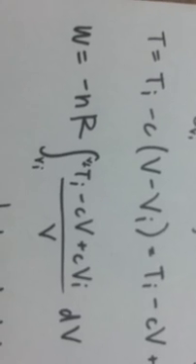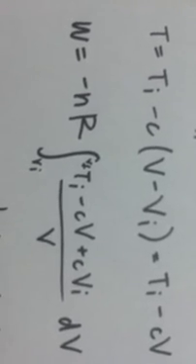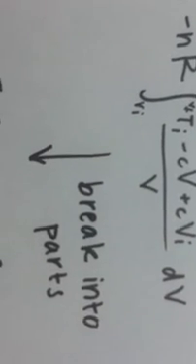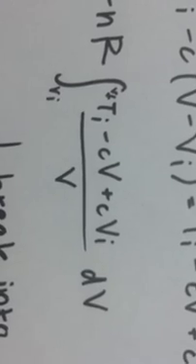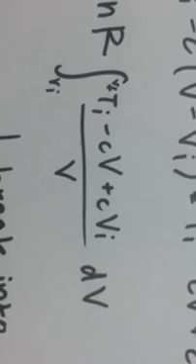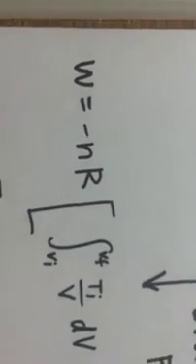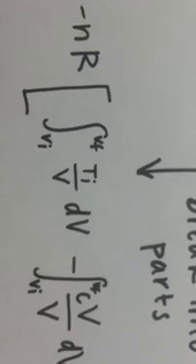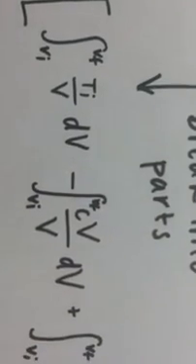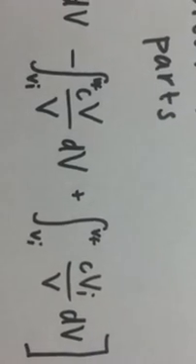However, the problem is this looks a little complicated, so the best thing to do in this case is to break it into parts. Because we have 3 expressions that are all over V, we can actually break this into 3 separate integrals, which we'll do down below. So we've just taken each of those values of this temperature and made their own integral over V.